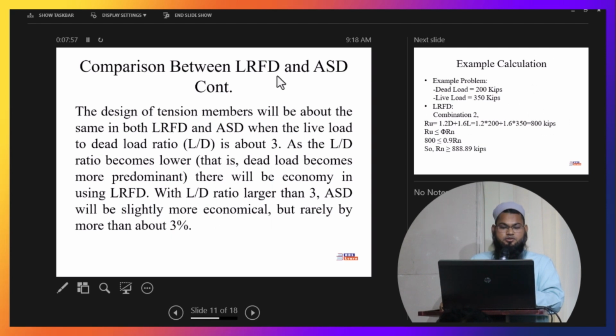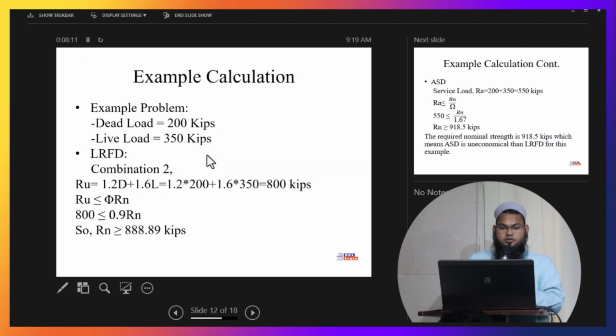Comparison between LRFD and ASD continued. Here's the illustration of this graph as I mentioned before. Now I'm going to share an example calculation.